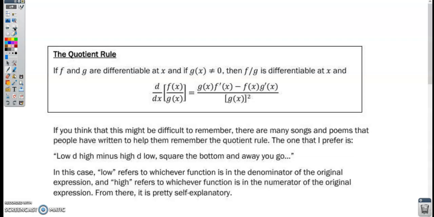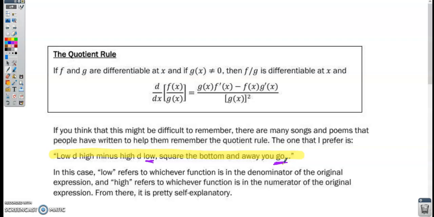So looking at this, if you think this might be difficult to remember, use your resources. The internet is a treasure trove of ways to help you remember the quotient rule. There are many songs and poems that people have written of all types and varieties. The one that I've always used is this one right here that you see in quotes. To remember the quotient rule, low d high minus high d low, square the bottom and away you go. Please make sure that these words rhyme because it's a poem. If you don't rhyme those words, you might put your numerator in the wrong order. But low d high minus high d low, square the bottom and away you go.